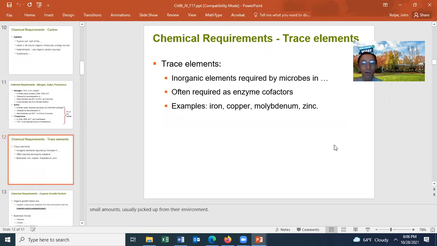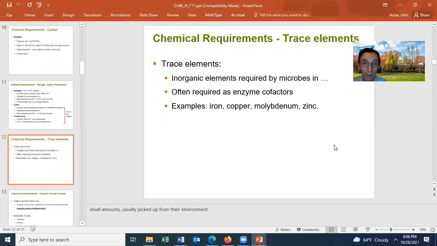Trace elements are things that we require in very low quantities. They are inorganic elements like copper, magnesium, iron. And usually we get enough of these, and this is true of microbes also, from their environment, from either the food we eat or the liquids we consume. And the same with microbes. We pick up those trace elements from those sources.